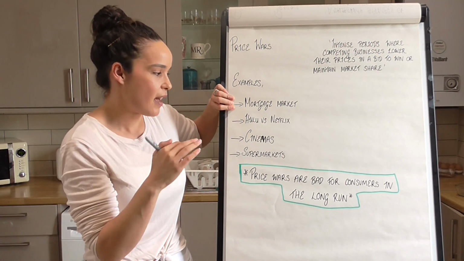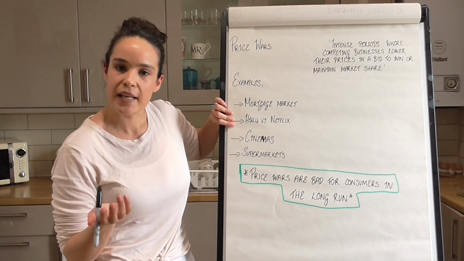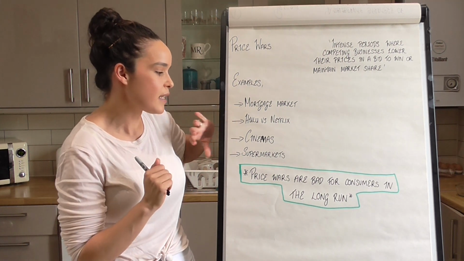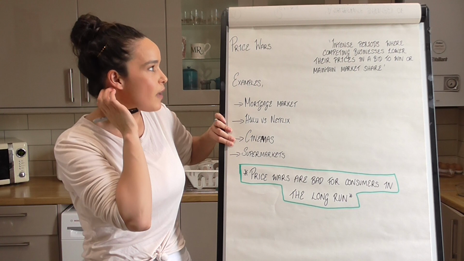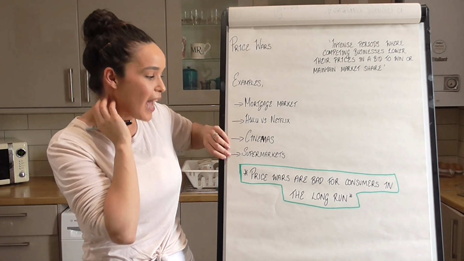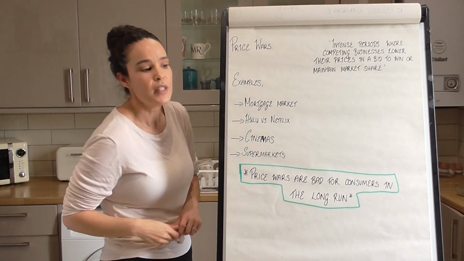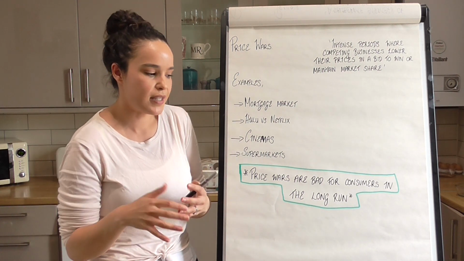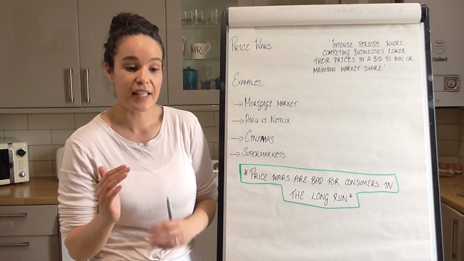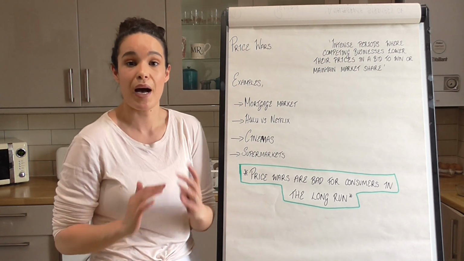Part of the 2008 crash. Hulu versus Netflix in America was an interesting example of predatory pricing. Cinemas were an interesting example of price wars, even. And supermarkets in the UK is probably the one that you know most about. Not recently, but definitely previously, there have been huge amounts of price wars, like Asda versus Tesco, the two big powerhouses there.